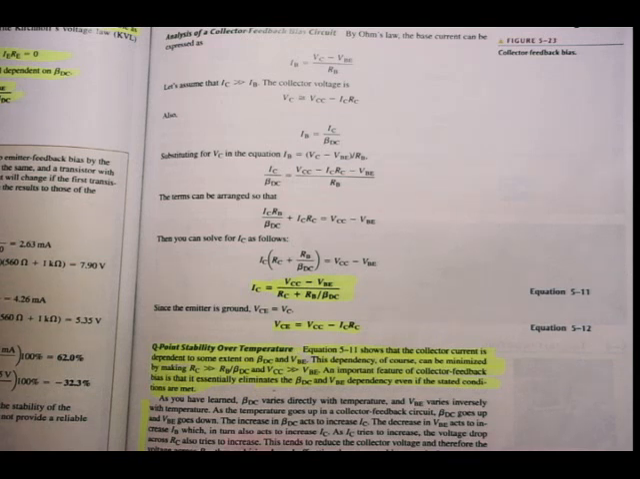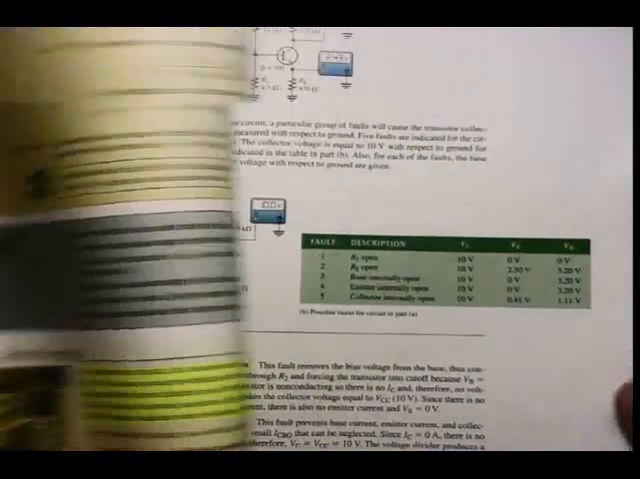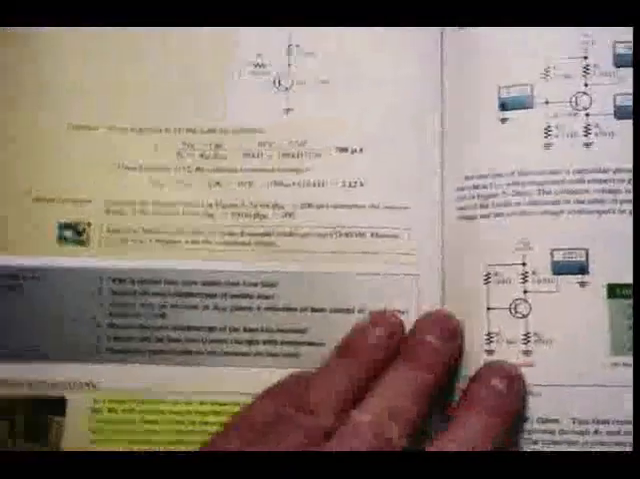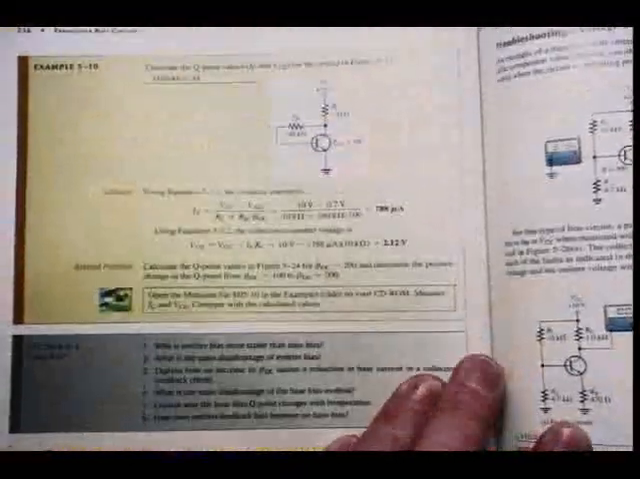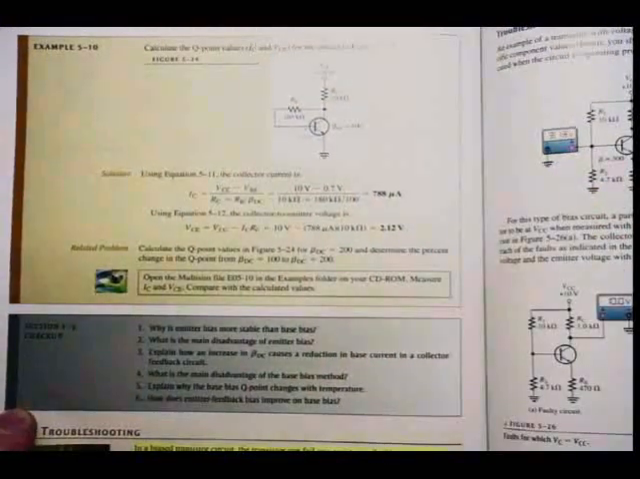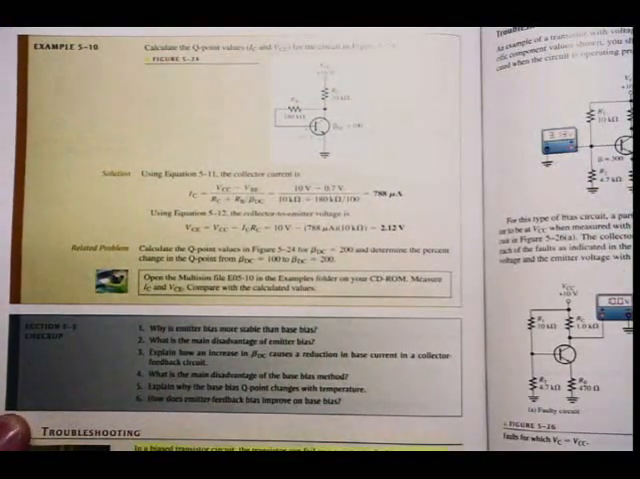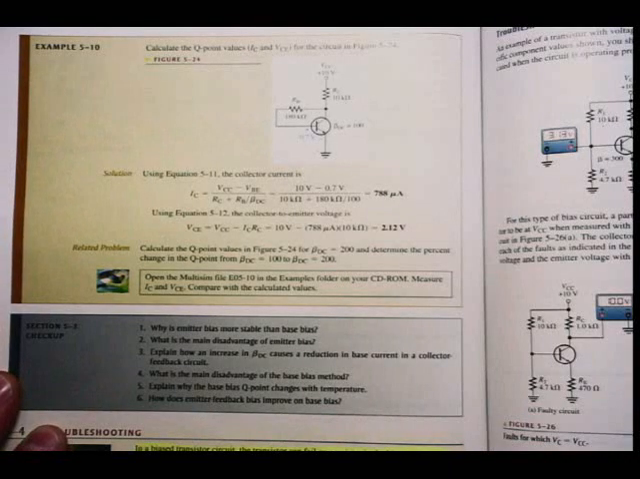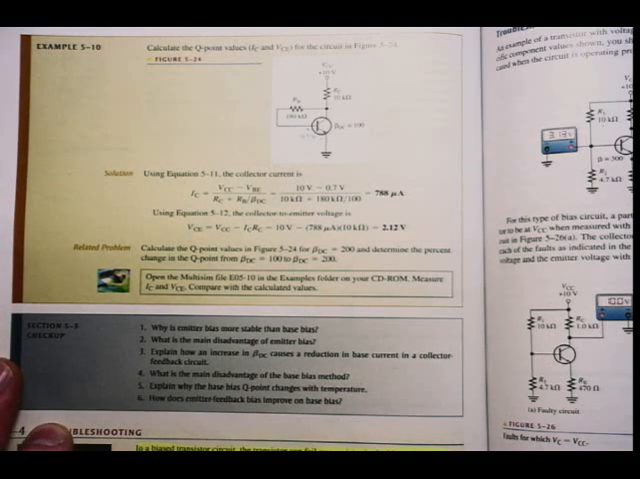So remember, up to this point still, voltage divider bias is the biasing that we want to use when we do linear circuits. But we do have to know all these other biasing methods. Let's have a look at the example quickly. Calculate the Q point values IC and VCE. Remember always, Q point parameters are IC and VCE. For the circuit in figure 5-24.